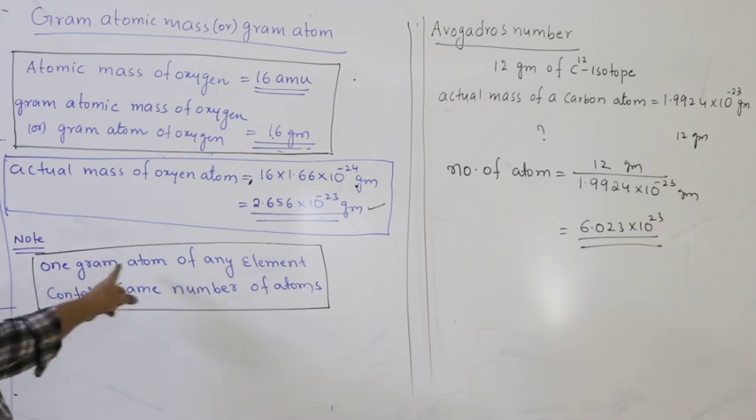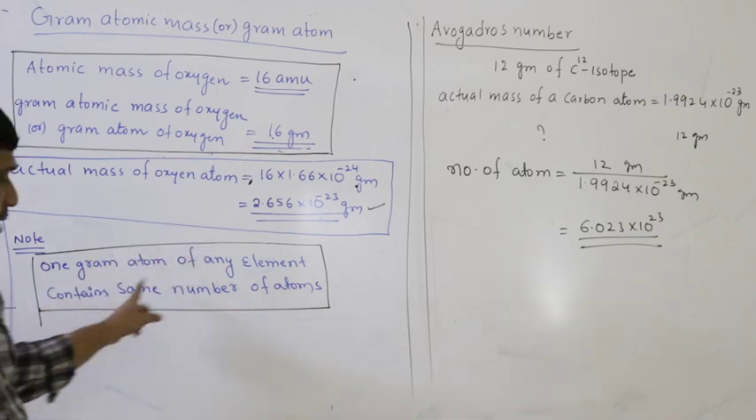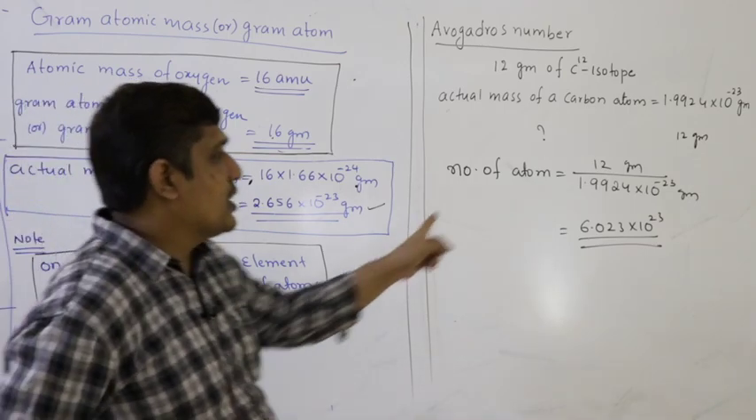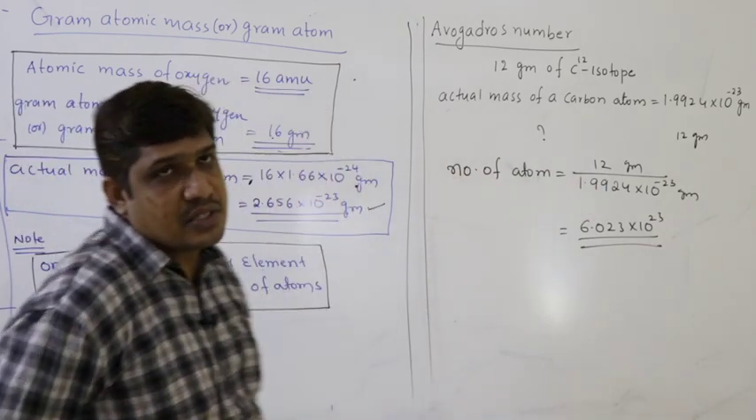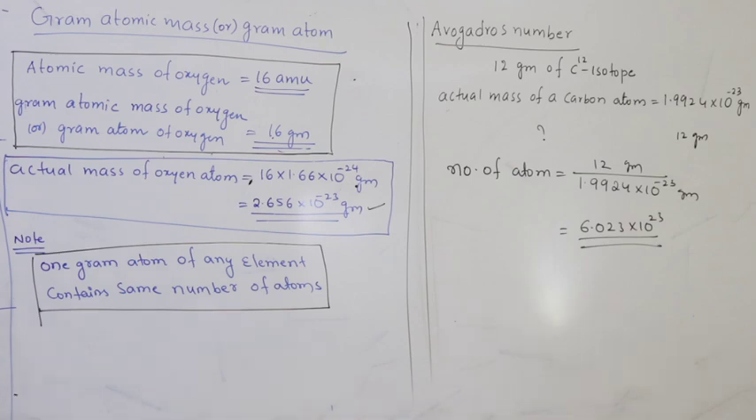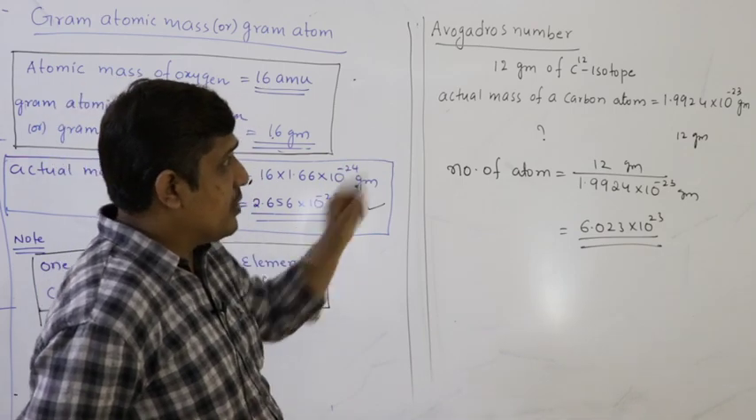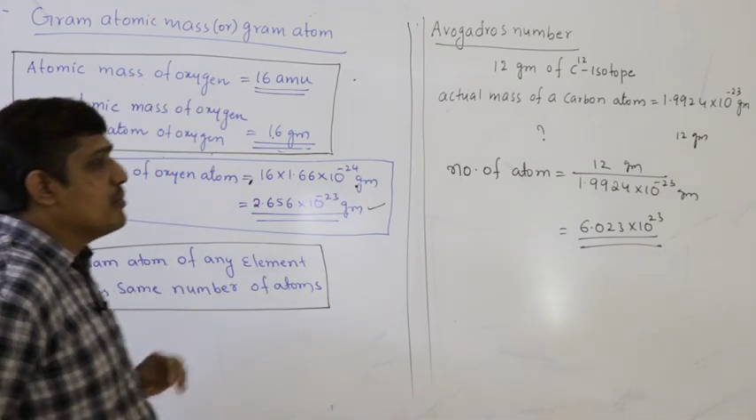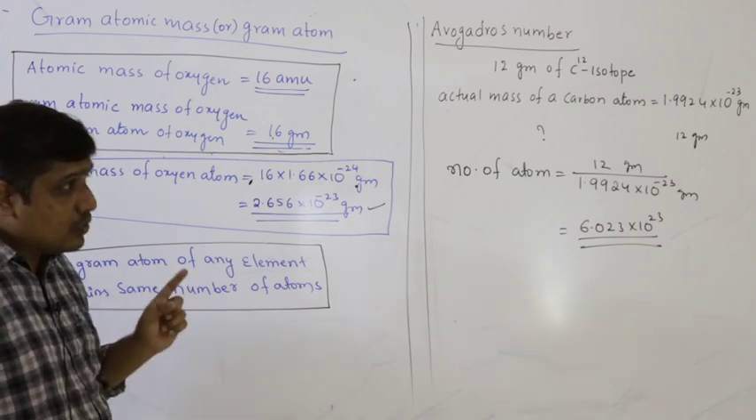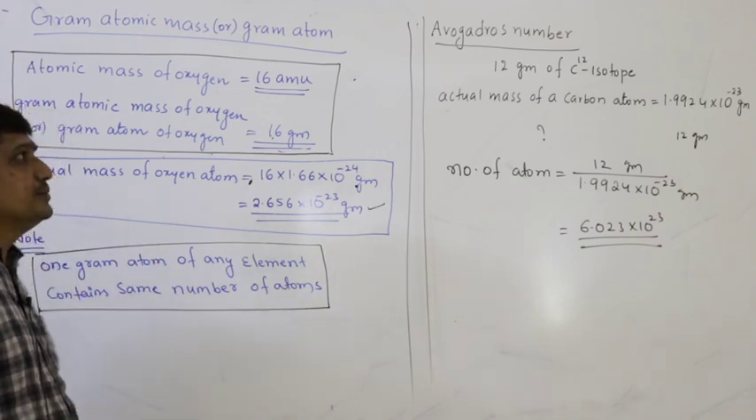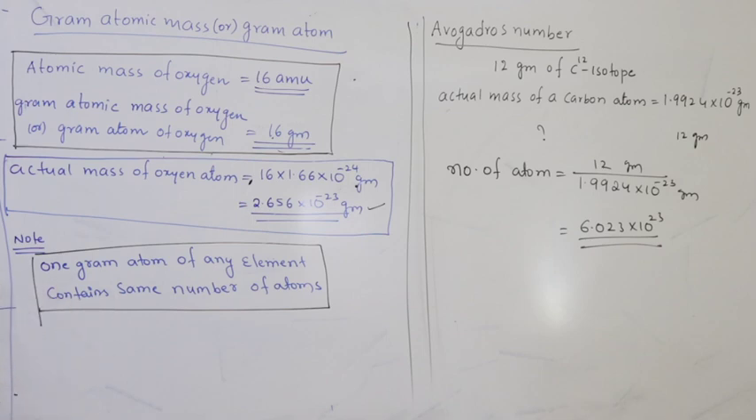So, 1 gram atom of any element contains the same number of atoms, equal to Avogadro's number of atoms. 16 grams of oxygen or 1 gram atom of oxygen, 12 grams of carbon or 1 gram atom of carbon contains the same number of atoms. That number is equal to Avogadro's number. What is Avogadro's number? 6.023 into 10 power 23.